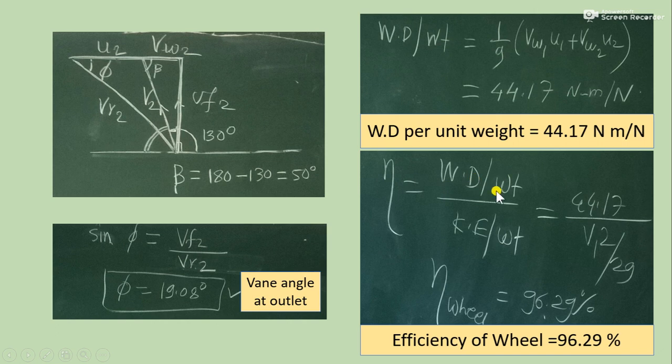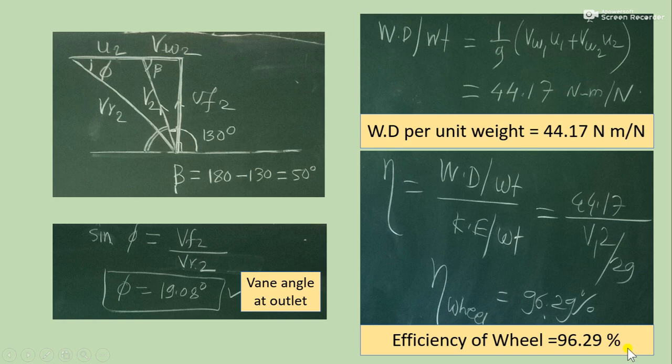Now we have to calculate efficiency. In the theory we have seen it is the ratio of work done per second to kinetic energy per second, but we already have the work done per unit weight value as the numerator, so the denominator also has to be expressed per unit weight. That's why we have kept kinetic energy per unit weight, that is V1 square by 2g, in the denominator. Putting the values here, we can get the efficiency of the wheel in percentage.